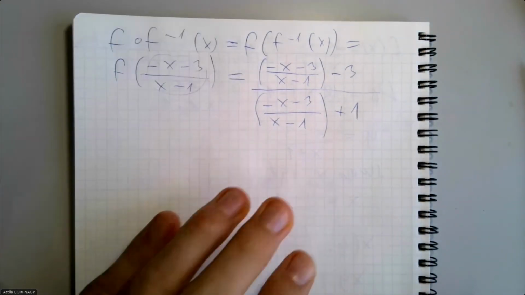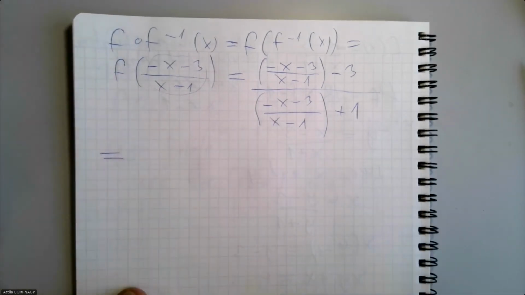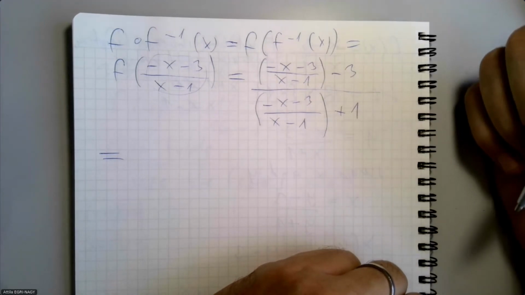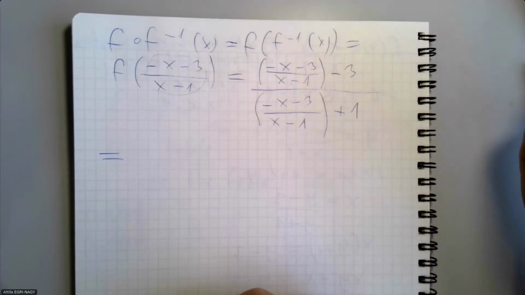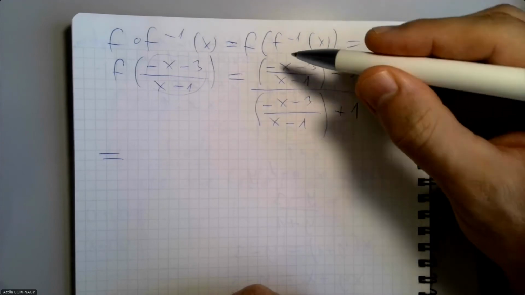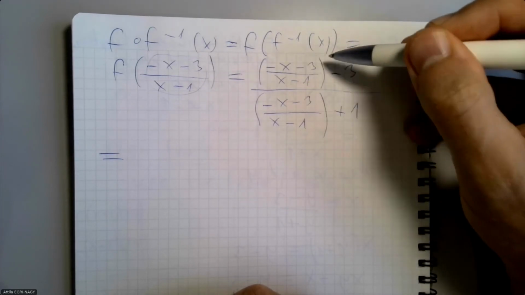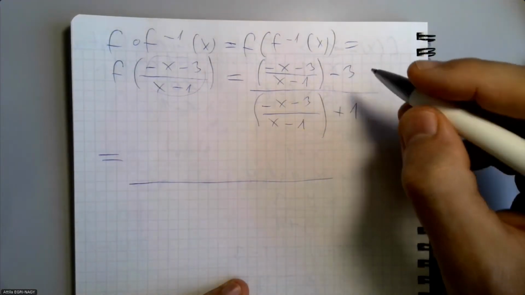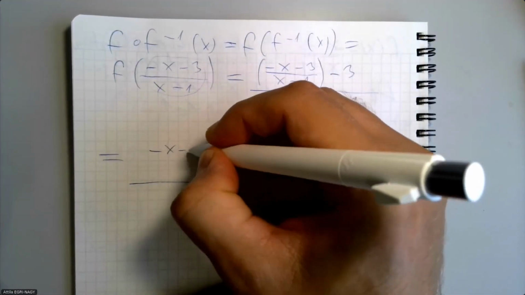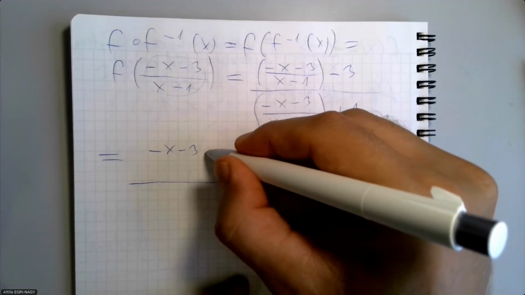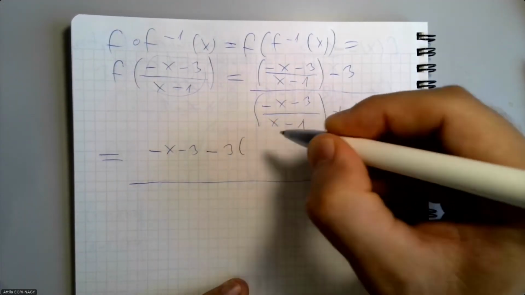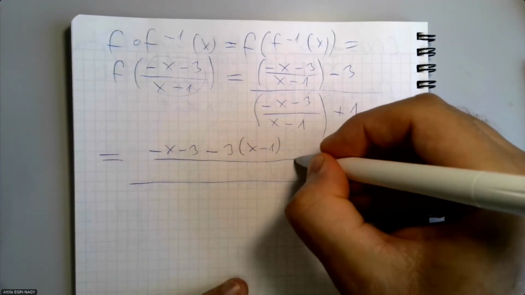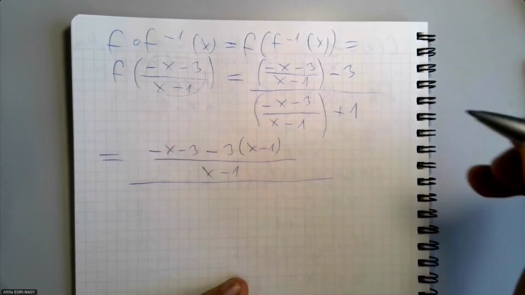Okay, so now this is just an exercise in dealing with these rational expressions, and that's sort of elementary algebra here, because I need to find the common denominator at the top. So let's just cut this into 2. So this would be minus x minus 3 minus 3 times x minus 1. Okay, that is divided by x minus 1.